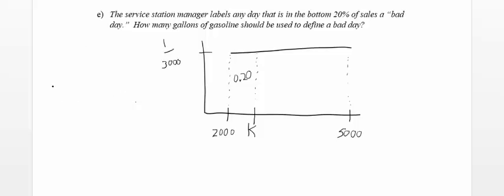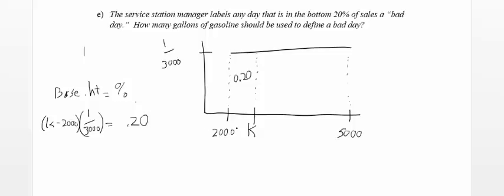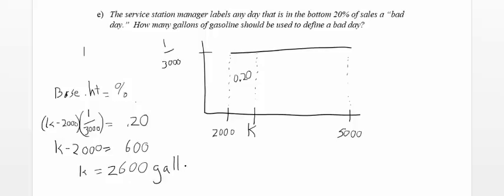This time we're given a probability. We know that base times height equals a probability, and typically we're finding the probability. Here we're given the probability of 0.2. And I need to fill in the rest of the pieces. My height is still the 1 over 3,000. The base is the length of this 20% piece, K minus 2,000. From here, then, it's just algebra to solve for K. We want to find the K value that makes this equation true. Multiply both sides by 3,000, add 2,000 to both sides, K equals 2,600. So anytime we sell less than 2,600 gallons, we're in the bottom 20% of sales, that's considered a bad day.